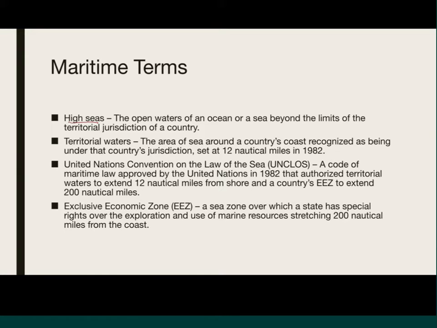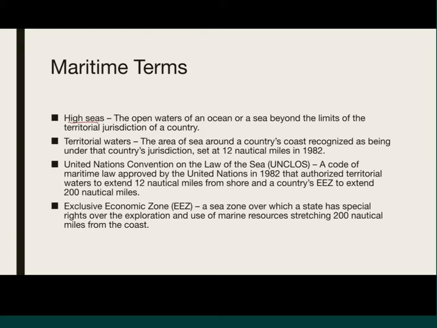So we call them the high seas, or another way of saying international waters. Territorial waters: the area of sea around a country's coast recognized as being under that country's jurisdiction, set up 12 nautical miles, and it was done in 1982. Here's the point: the word jurisdiction means sovereign control. It's within that country's power, and that country can say to other countries, you're not allowed here. For instance, if you go to Cannon Beach, Oregon, and you look at the ocean, that is American waters. Any ship from another nation that is found there needs permission from the United States government to be there. This is why we have the Coast Guard.